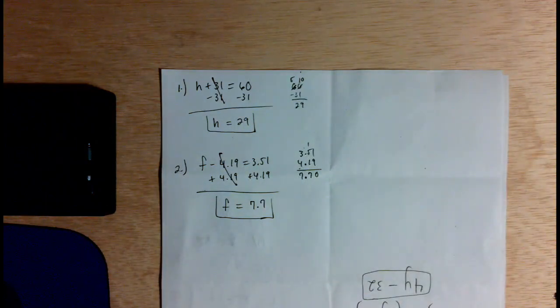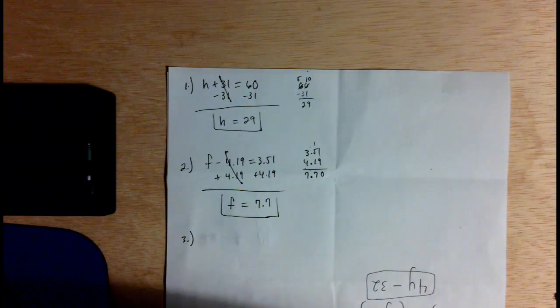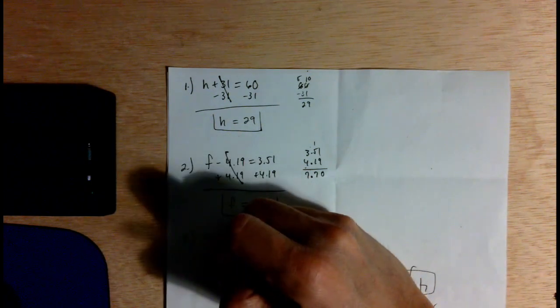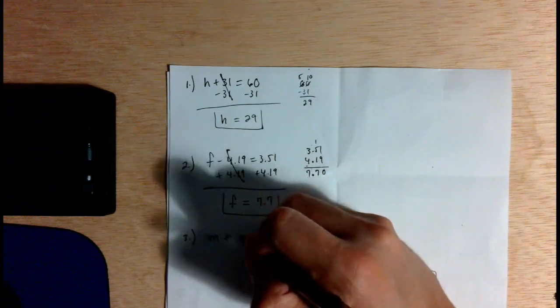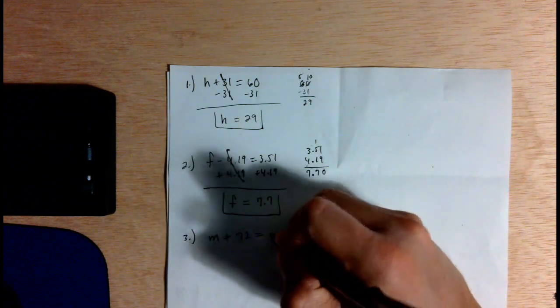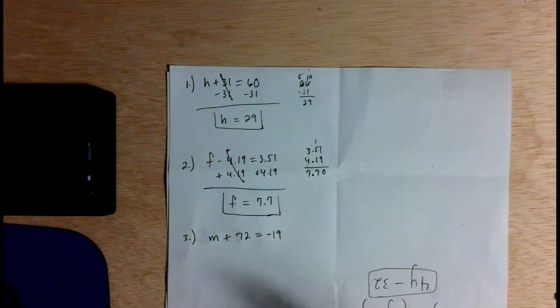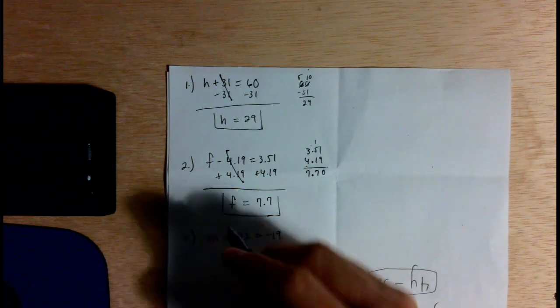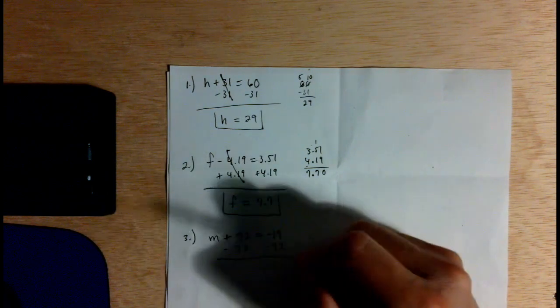All right. Let's look at another example of one-step equations with just integers, not rational numbers. We'll do that for the next one. So m plus 72 is equal to negative 19. Here again, identify m as the variable. In order to isolate it, do the inverse. So I'm going to subtract 72 from both sides.